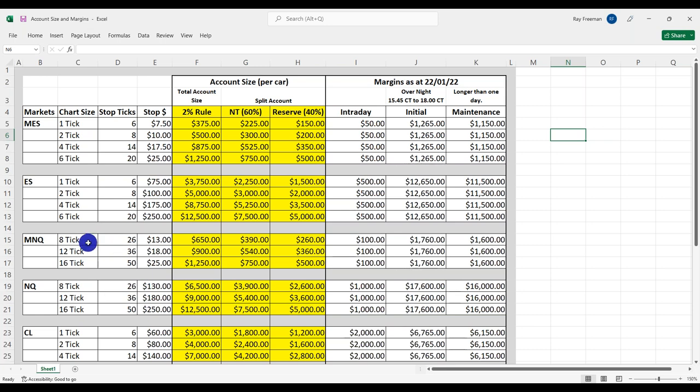Members and the public ask me all the time, what time frame should I trade? And I always say, whatever is tradable. On the NASDAQ, you've got to have a higher time frame, 8 to 12 ticks, we call it. That's 2 to 4 points there.